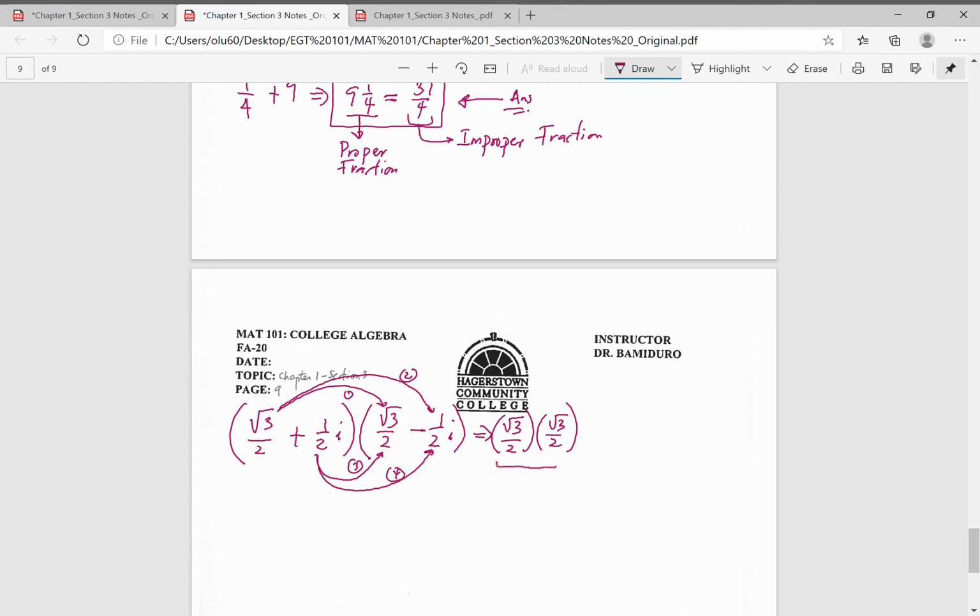So we've done the first one. This is 1. Okay? And then we're going to do the second one, which is going to be negative 1 over 2i times root 3 over 2. Okay, this is 2. Plus 1 over 2 times root 3 over 2.